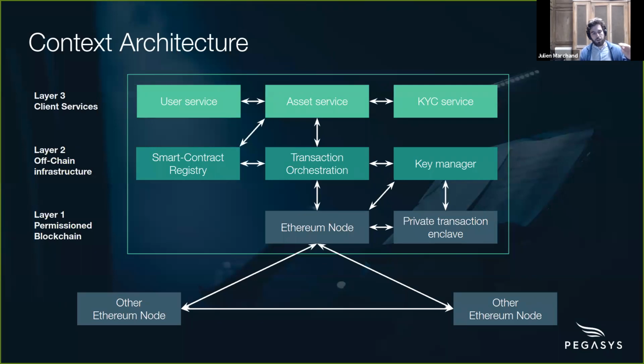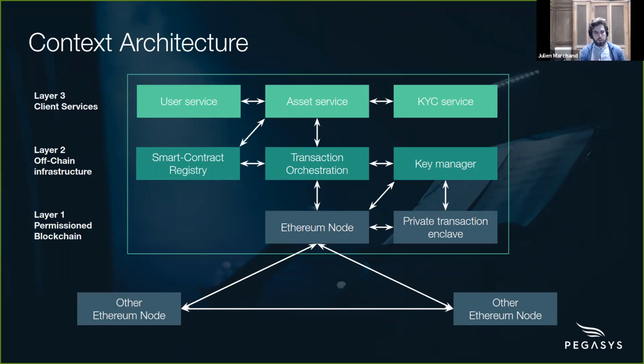So it will store the different versions of every smart contract that you have used and be necessary to operate your transaction orchestration system. It will also be using the key manager, which is a component responsible for connecting to your key vault. So yeah, it can be a local key vault or a cloud-provided key vault.